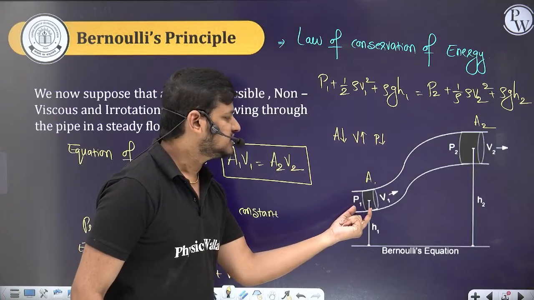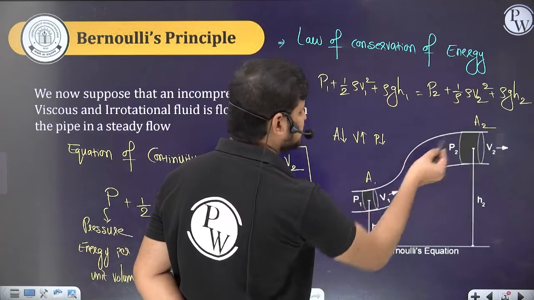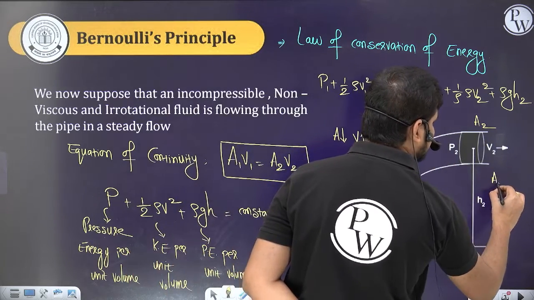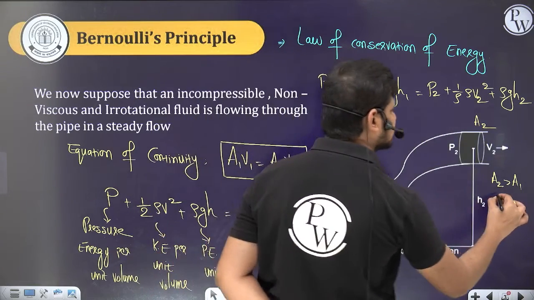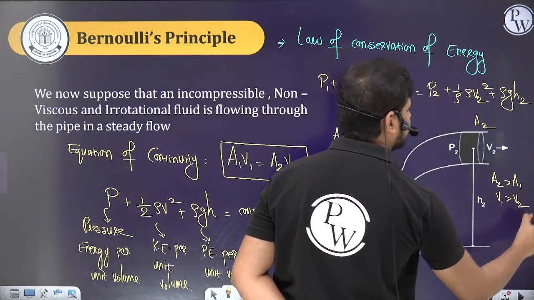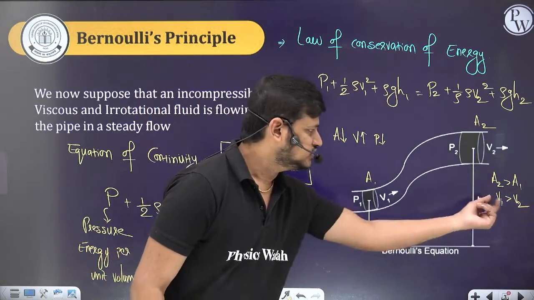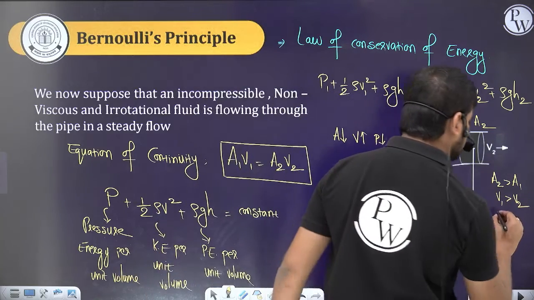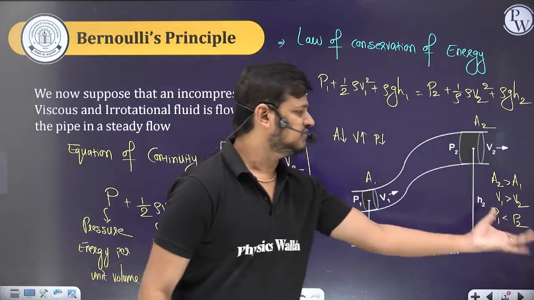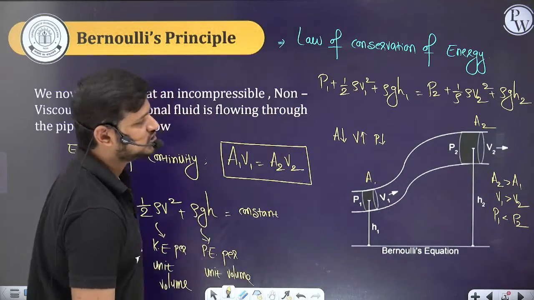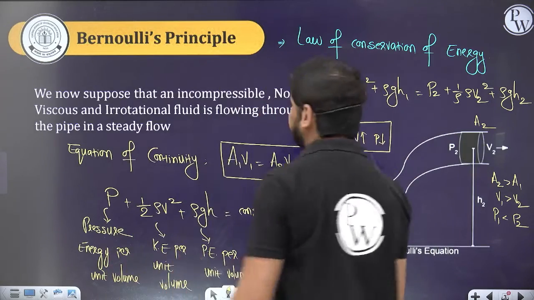So if you consider this cross section, here the area is A1, and here the area is A2. A2 is greater than A1 in this particular case. So I can write V1 is greater than V2. Wherever the area is less, the velocity will be more, and wherever the velocity is more, the pressure will be less. So P1 is less than P2. You can remember this relation, guys. It is important. Clear? Chalo.